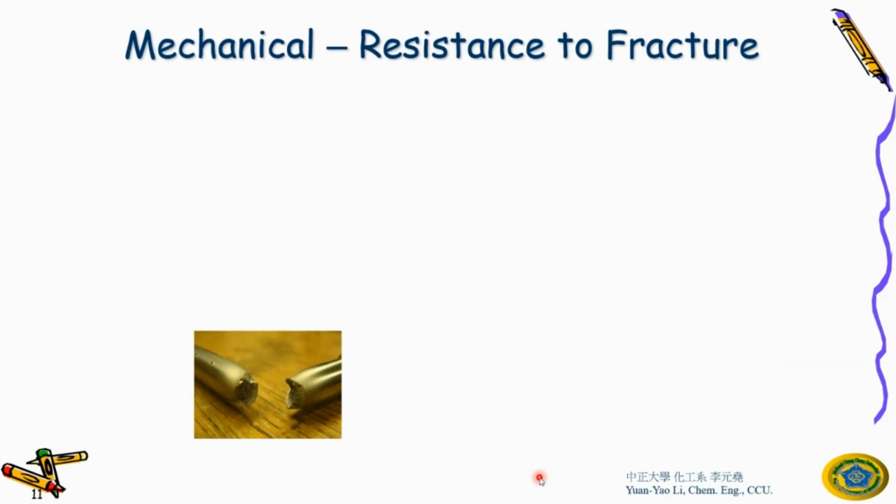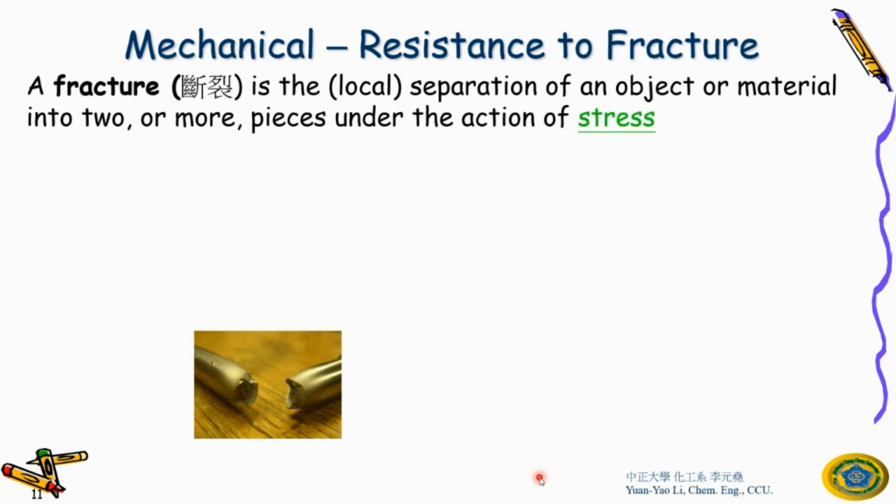Another one is resistance to fracture. Fracture is breaking. Deform doesn't mean break, right? Deform means you cannot come back to the original shape. But break means you permanently break it, and you cannot put the two pieces together.